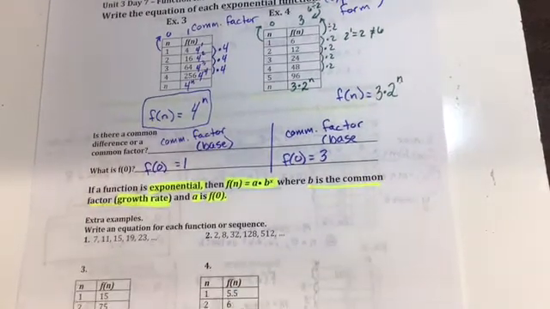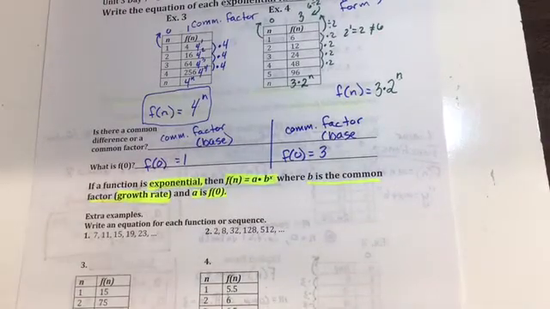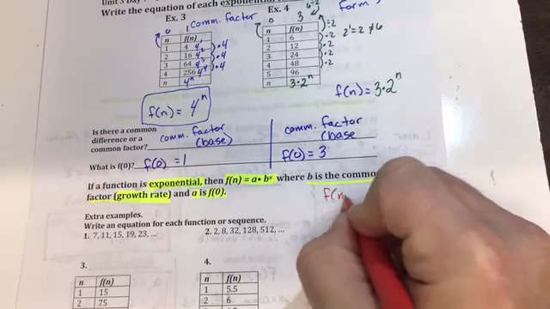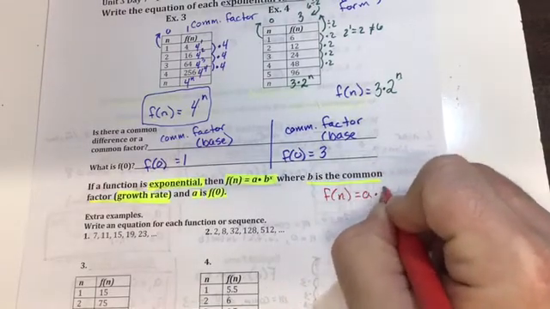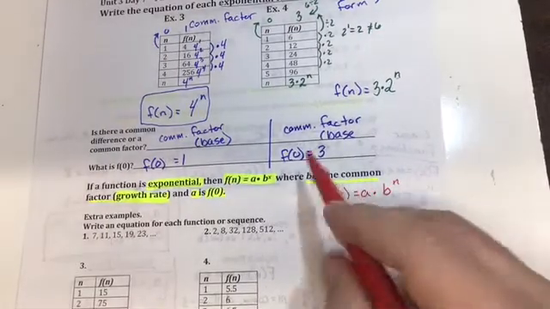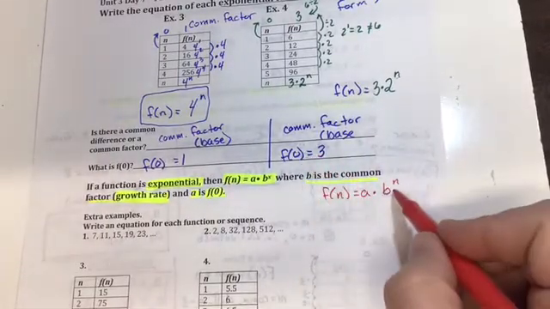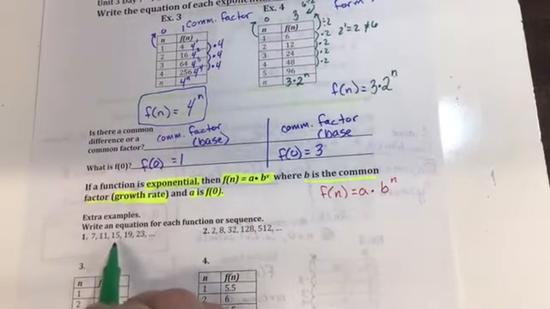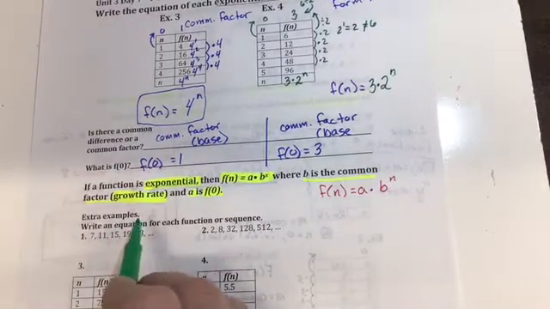So let's try some extra examples. All right, we're going to write an equation for each of these functions or sequences. Okay? So remember, if it's exponential, we're always following this pattern. F of n equals a times b to that nth power, where a is our initial term evaluated at 0, and b is the common factor. Okay, so let's work out our extra examples. We're going to work out example 1 first.